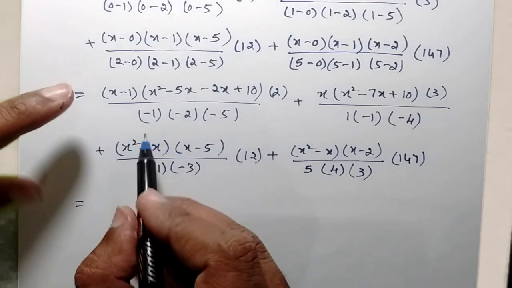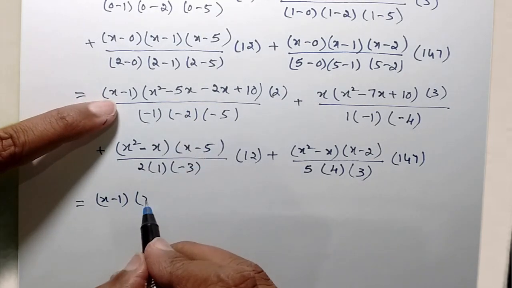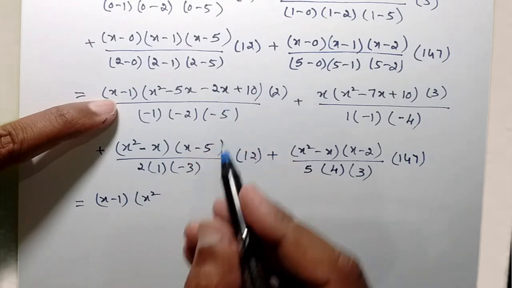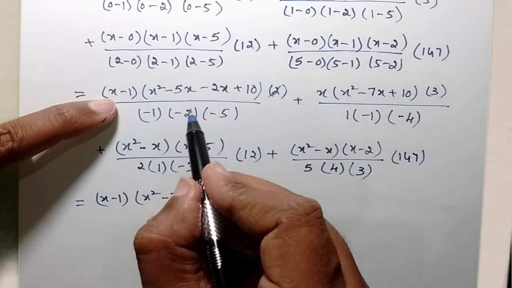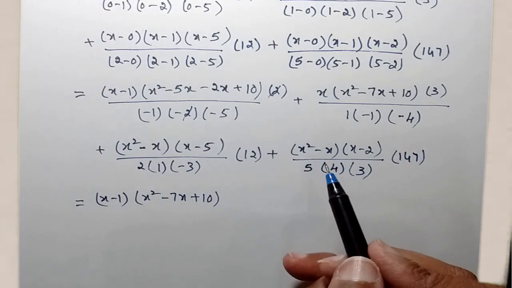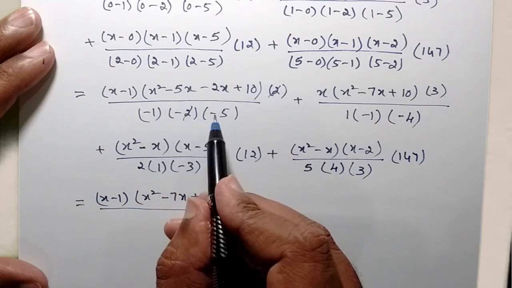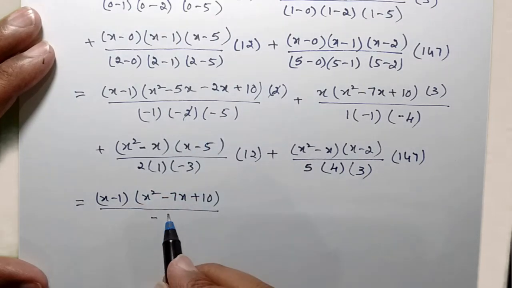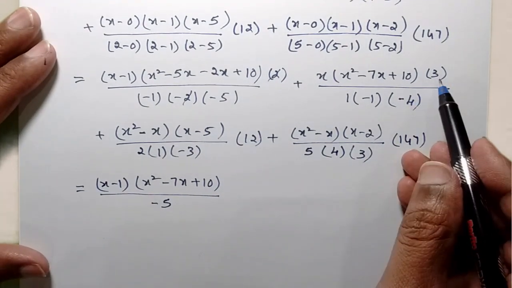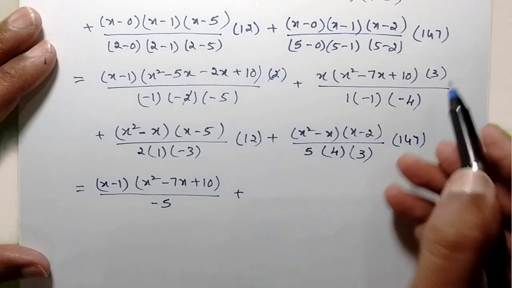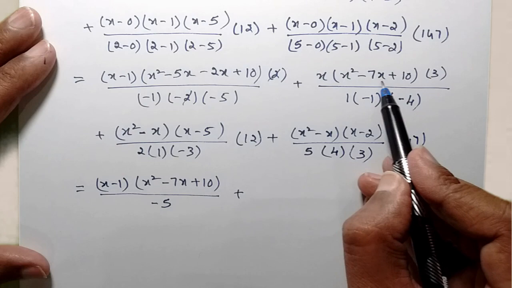Which will be equal to. Here you have x minus 1, I'll write it as it is. Just write x square minus 5x minus 2x will be minus 7x plus 10. So the 2 and the 1 times 2 will cancel out. Whole divided by, you are left with minus of minus plus, plus into minus will be minus, minus 5 in the denominator. And here you cannot cancel this 3, so just write 3x. So 3x has to be multiplied by x square minus 7x plus 10.